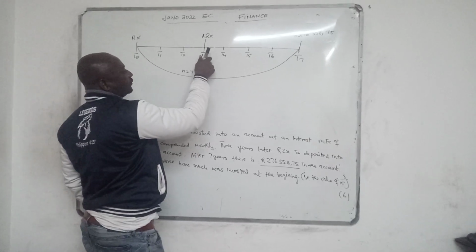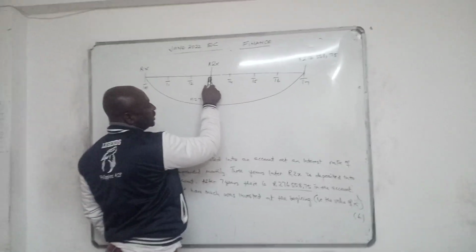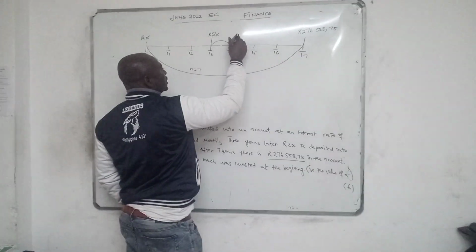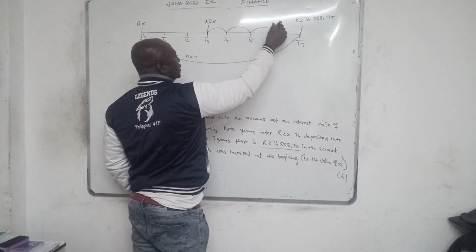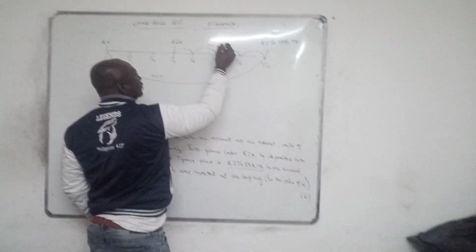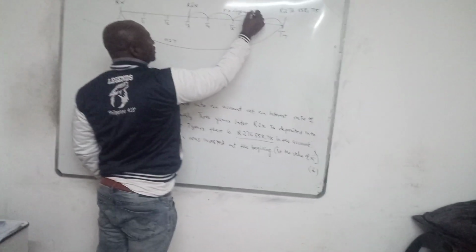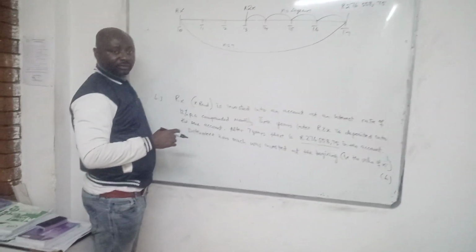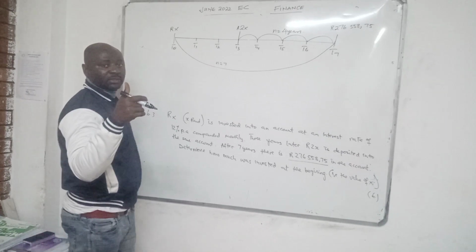Now this 2X rand, how long did it stay in the account? From after 3 years to which year? To 7. So let's count. 1, 2, 3, 4. So it stays for how long? N will be 4 years for this one. Are you following? Is everything okay?